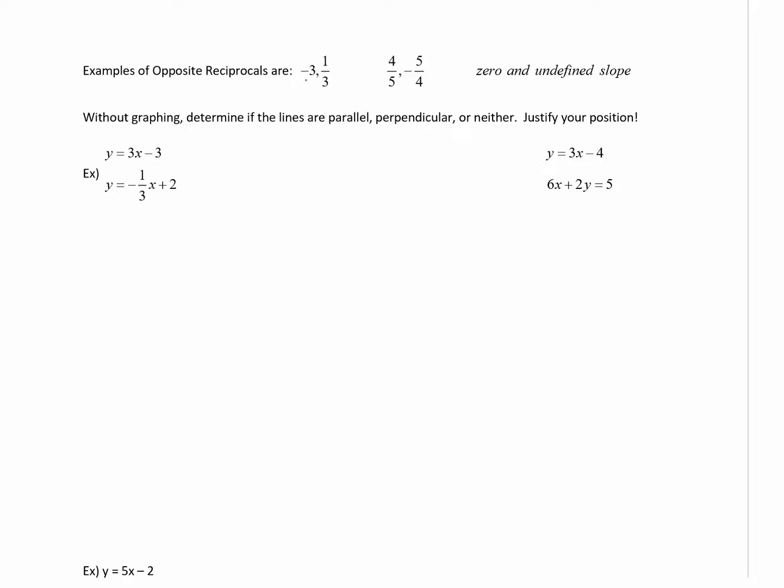Okay, so without graphing, determine if the lines are parallel, perpendicular, or neither, and justify your position. For the first example, both of these equations are in slope-intercept form, meaning I should be able to identify the slopes quickly. So for the first equation, the slope is 3. For the second equation, it is negative 1/3. They are opposite reciprocals, so these two lines are perpendicular. So let's write that out.